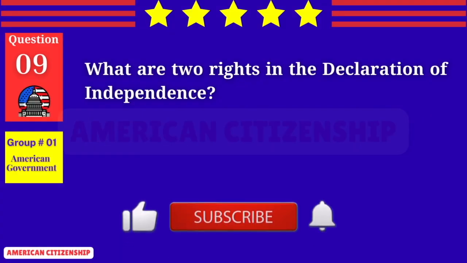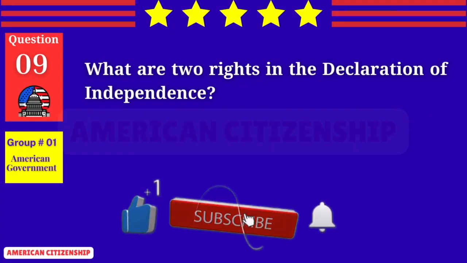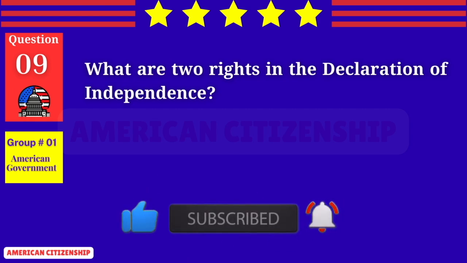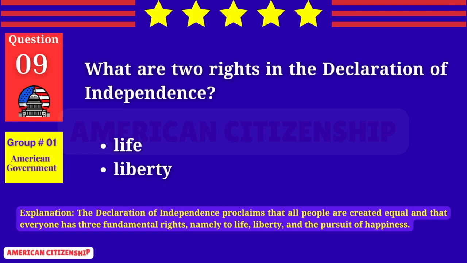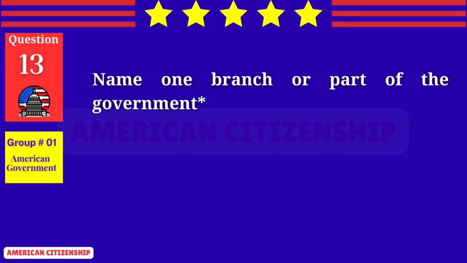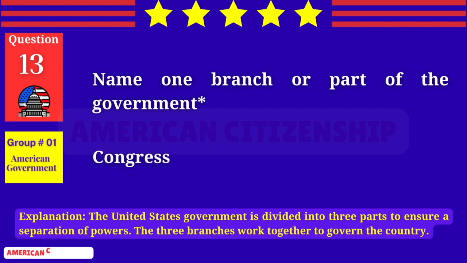What are two rights in the Declaration of Independence? Life, liberty. Name one branch or part of the government. Congress.